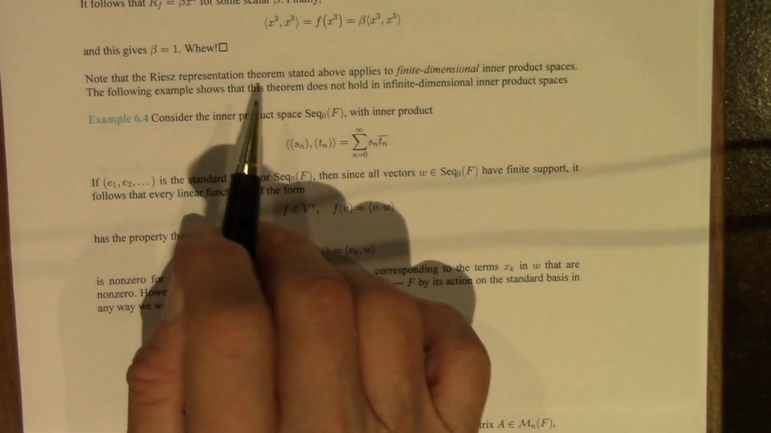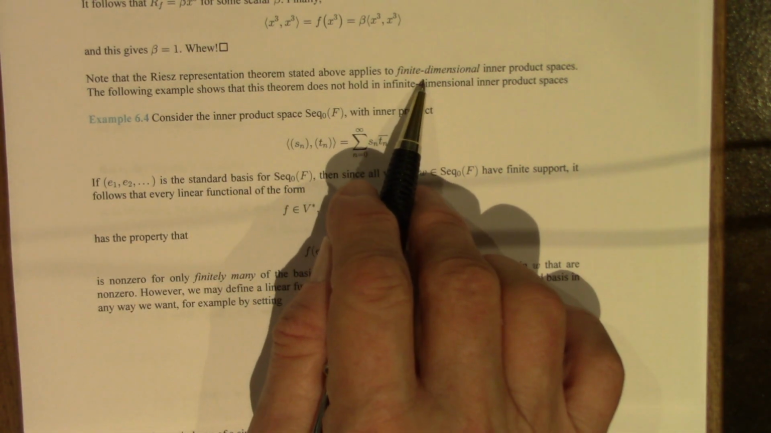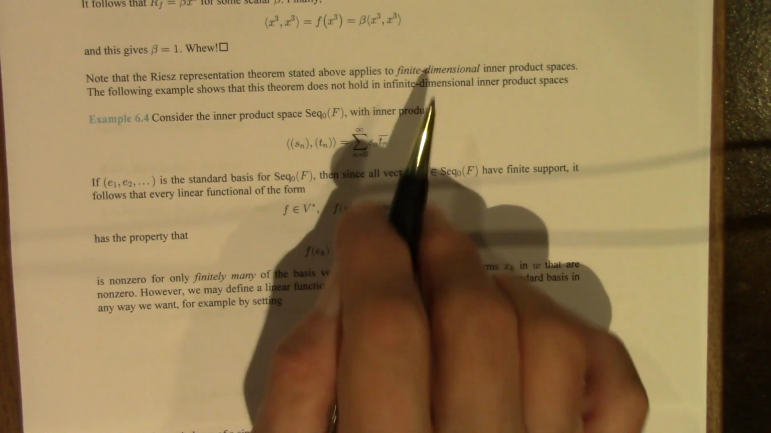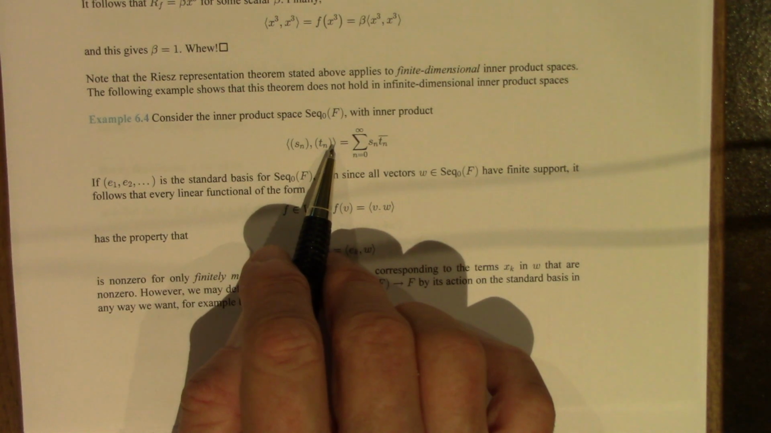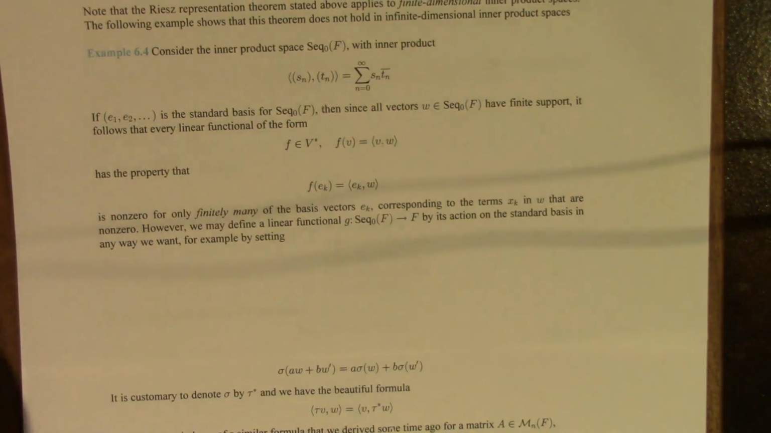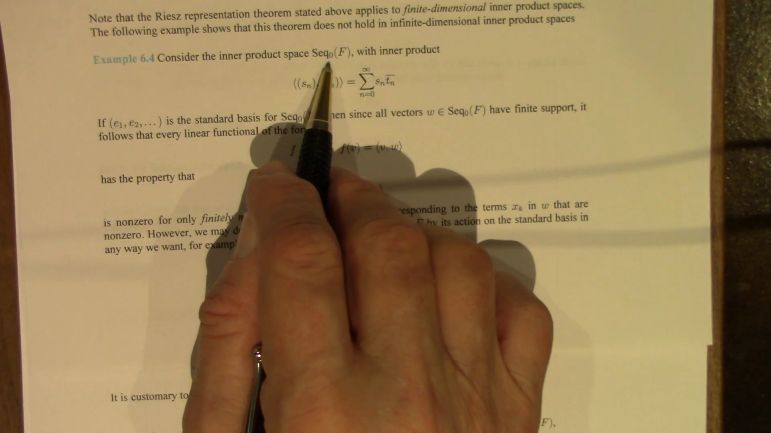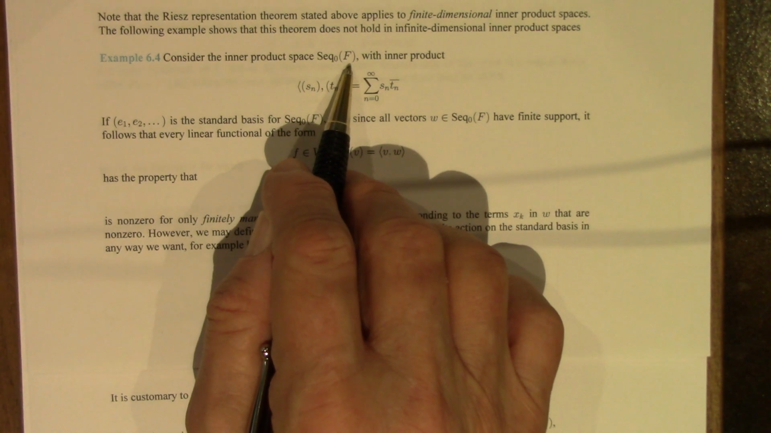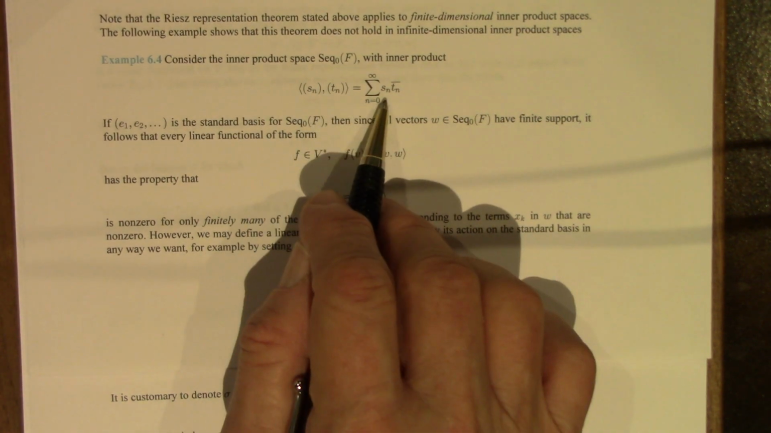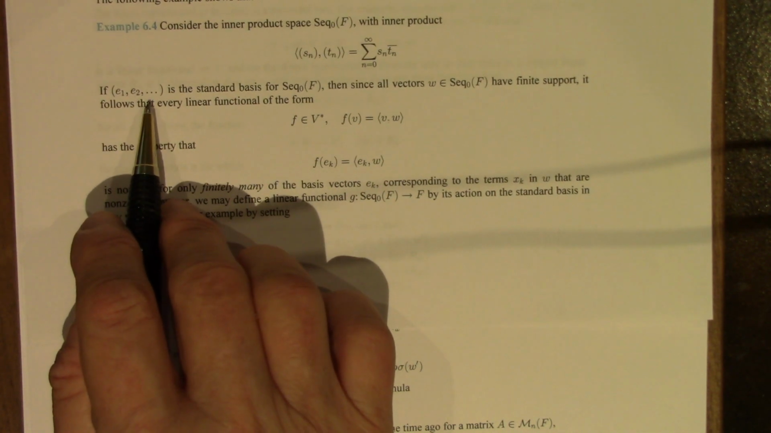The Riesz representation theorem that we have stated applies to finite dimensional inner product spaces. Here is an example that shows that the theorem does not hold in the infinite dimensional case. This is our old friend, the sequences with finite support over the base field F. And here is the inner product. These are the standard basis vectors that we've used many times before.